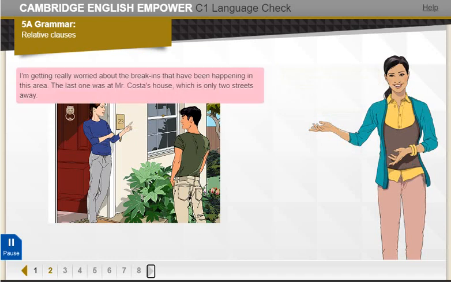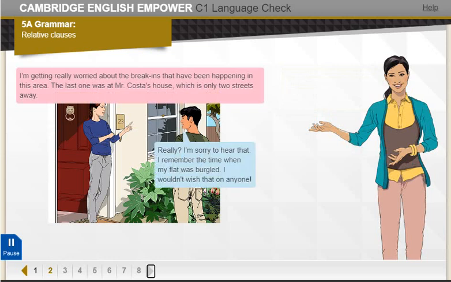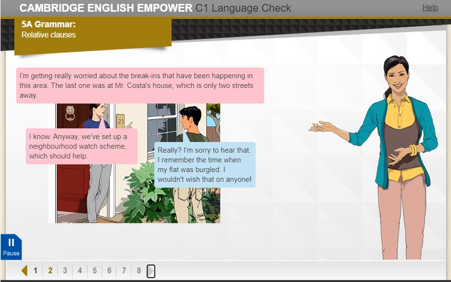I'm getting really worried about the break-ins that have been happening in this area. The last one was at Mr. Costa's house, which is only 2 streets away. Really? I'm sorry to hear that. I remember the time when my flat was burgled. I wouldn't wish that on anyone. I know. Anyway, we've set up a neighbourhood watch scheme, which should help.